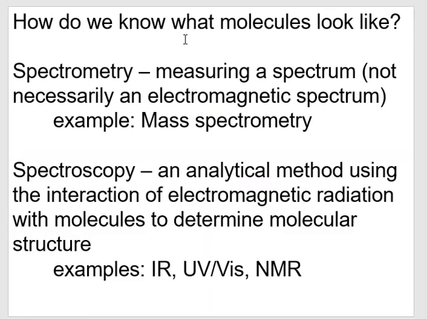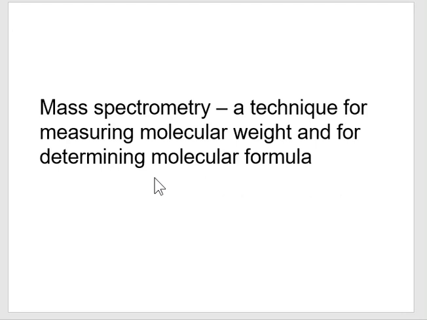So today we're going to continue looking at how you figure out what molecules look like. We have looked at spectroscopy, we've looked at IR, and now we're going to turn to spectrometry, which is where you measure a spectrum, but not necessarily an electromagnetic spectrum. In this case, we're going to measure a mass spectrum, and so we call that mass spectrometry. Mass spectrometry is a technique for measuring molecular weight and determining molecular formula, and you can also determine some structural information as well.